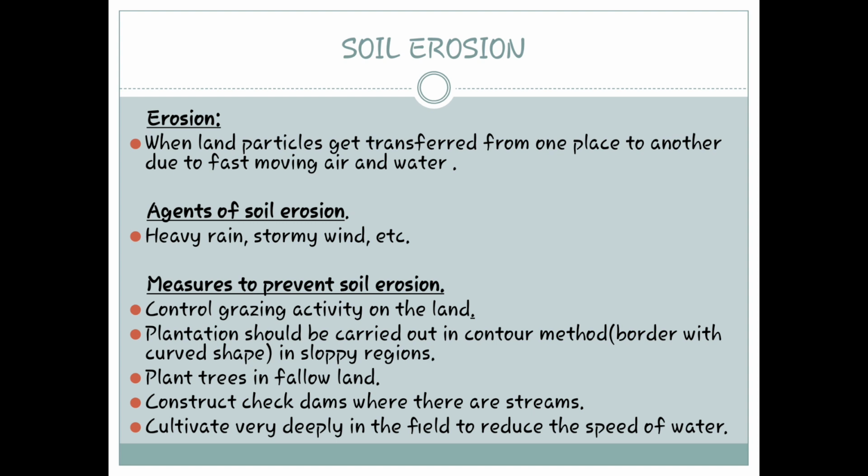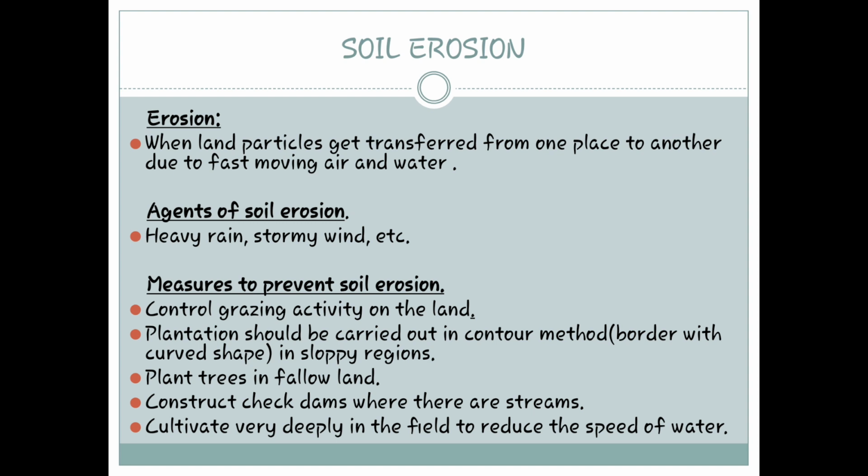How can we prevent soil erosion? What are the different measures we have to use to prevent soil erosion? First point is to control the grazing activity on the land. On land areas, cattle are grazing. Overgrazing should be controlled. Otherwise, the roots of the grass and plants will not be able to hold the soil on the surface land, and this will result in soil erosion.